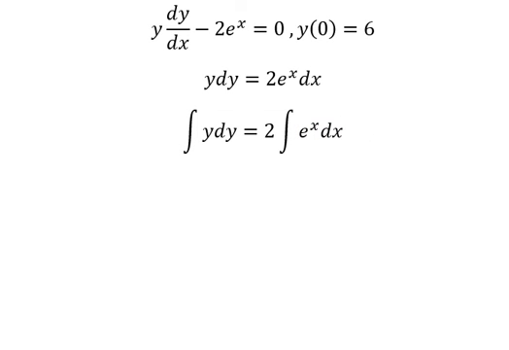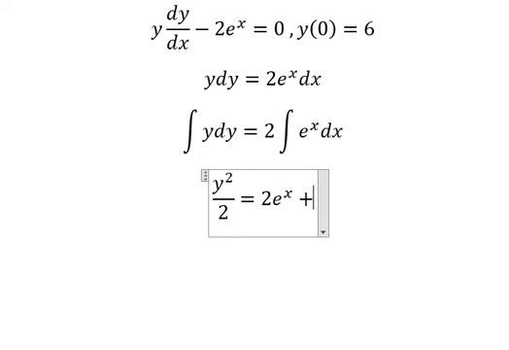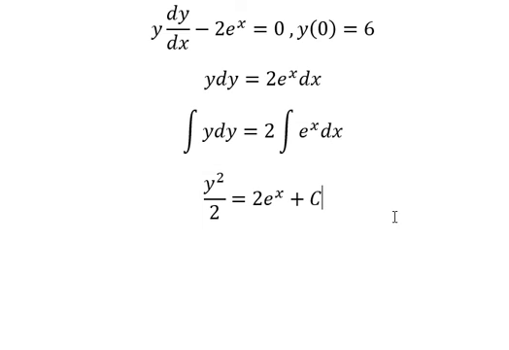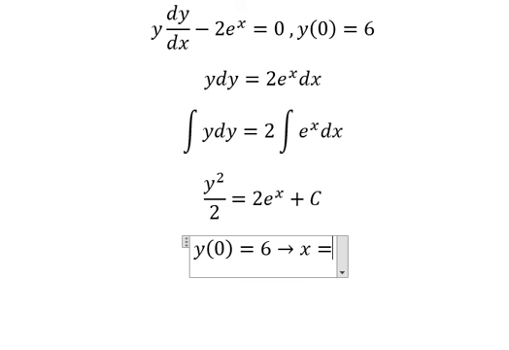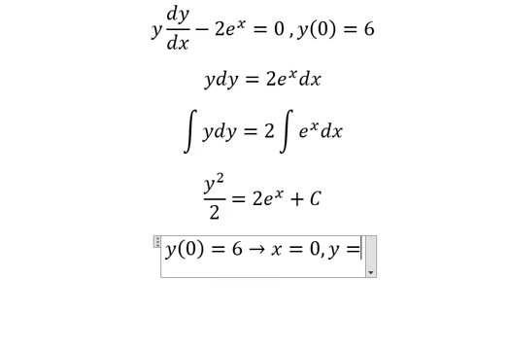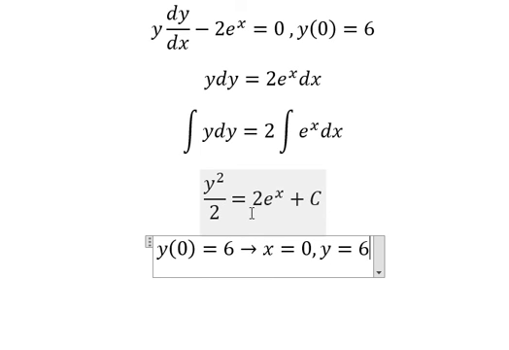The integration of y, we have y squared over 2. The integration of this one, we have e to the power of s, and we put plus c. Now we have the conditions in here. That means when s equals 0, y equals 6. So we put 6 and 0 in here to find the value of the constant.